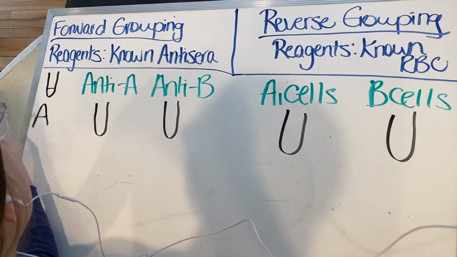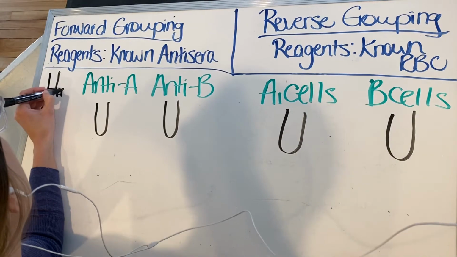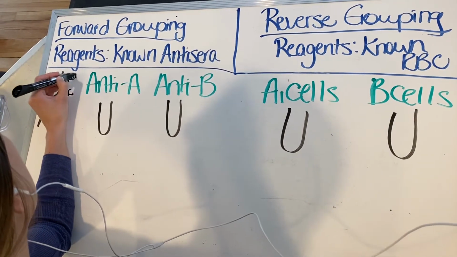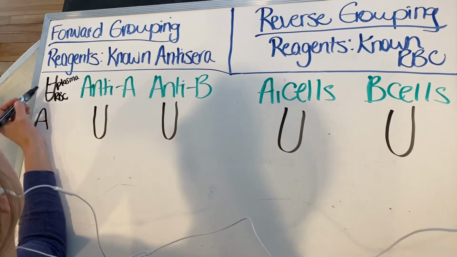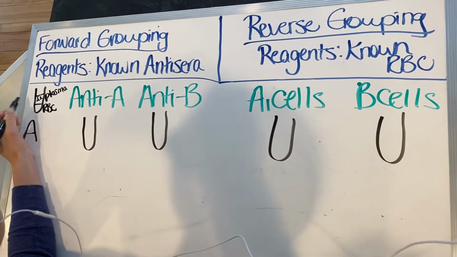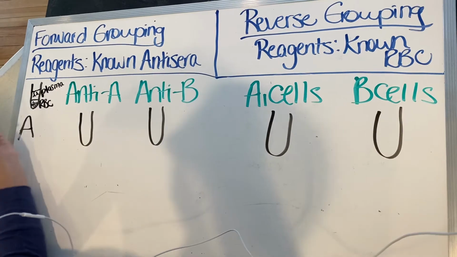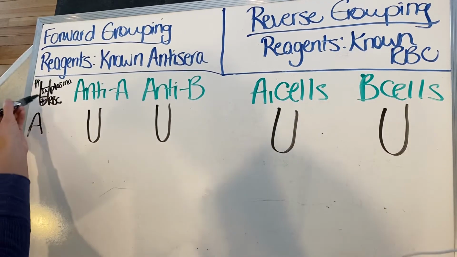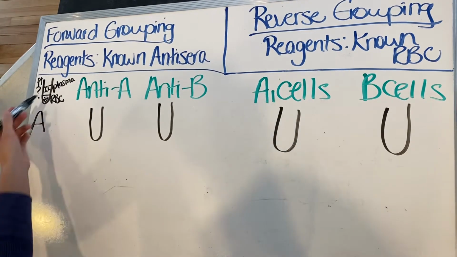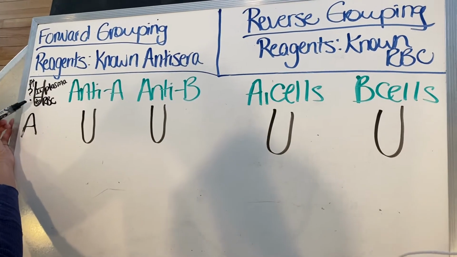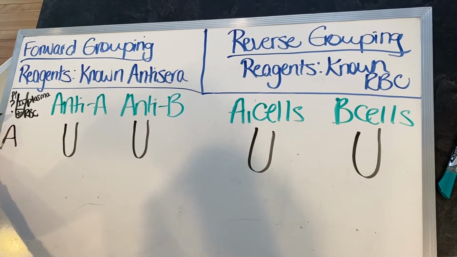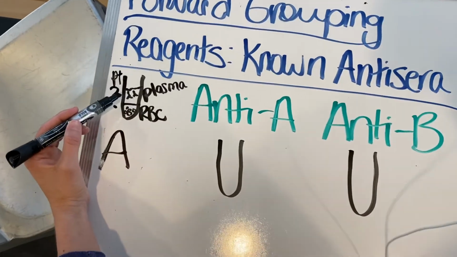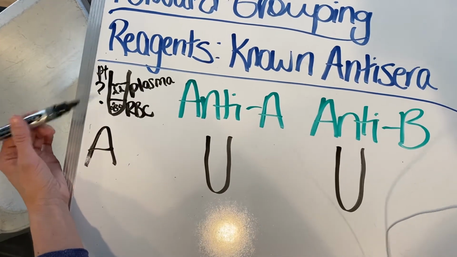We have their EDTA tube. We spin it down and we have our red cells on the bottom for the patient, and then we have the plasma on the top. You guys know now that the plasma has the antibodies in it and the red cells have the antigens on them. So this is our patient and they're unknown. We don't know what their blood type is. We know that they have red cells and plasma, and depending on their blood type, they could have the naturally occurring antibodies in their plasma. But we don't know yet, so we have to figure that out.